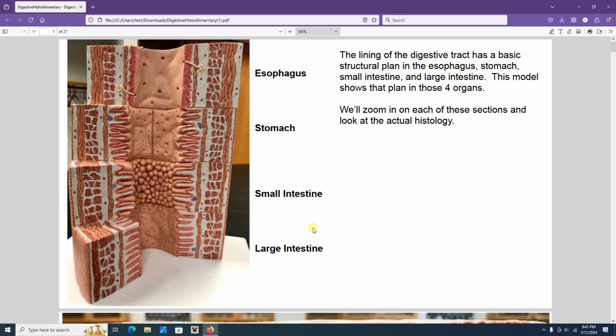Hey, what's up, everybody? We are on to lab number 18, 19? I don't even remember.